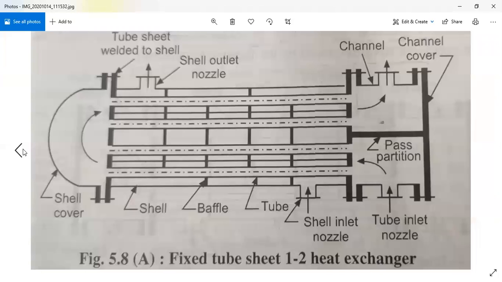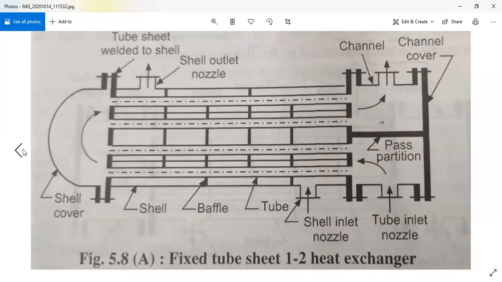Now this is one of the shell and tube heat exchanger types. There are different types of shell and tube heat exchanger, that is fixed tube sheet heat exchanger, floating head heat exchanger. The floating head may be subclassified as internal floating head, or outside packed floating head. Then there is another classification, that is the U-tube type heat exchanger, where U-tubes are incorporated in the shell and tube heat exchanger.